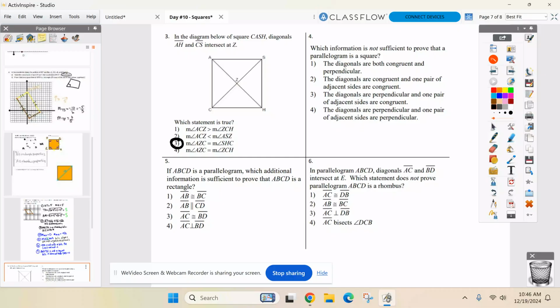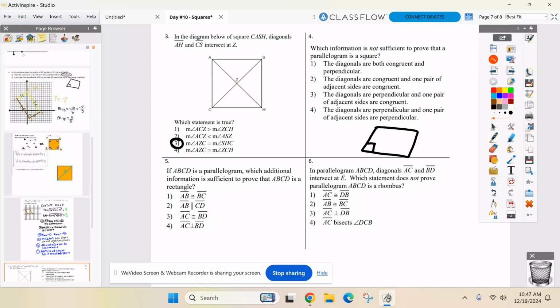Let's figure it out. Diagonals are perpendicular. That makes it a rhombus right now. And one pair of adjacent sides are perpendicular, which means I get a right angle. So a rhombus with a right angle is a square. Because it's a rhombus, and then I'm giving you a rectangle property, that makes it into a square.